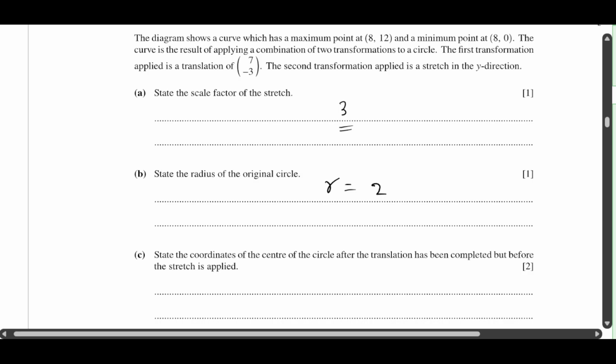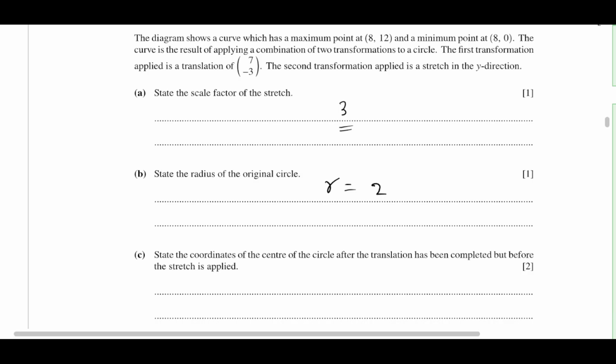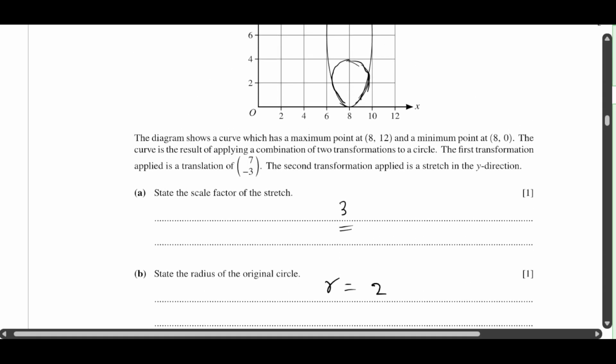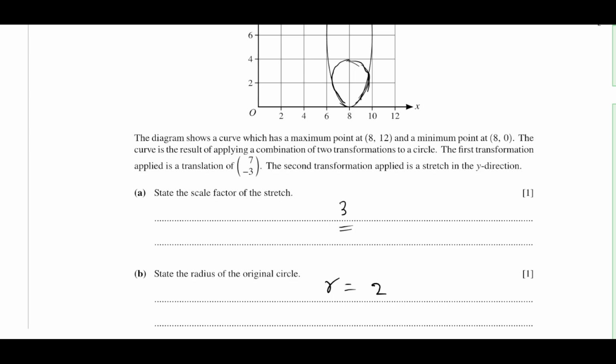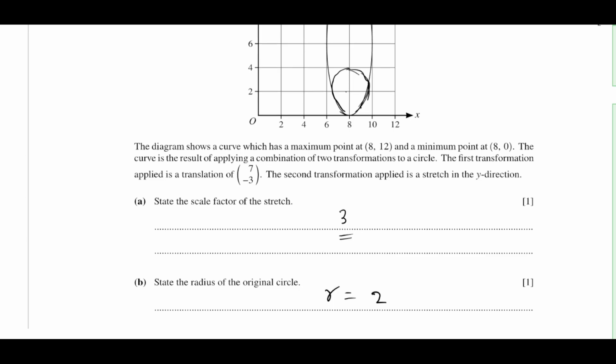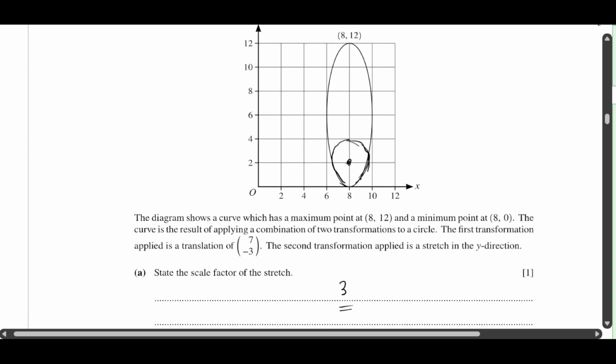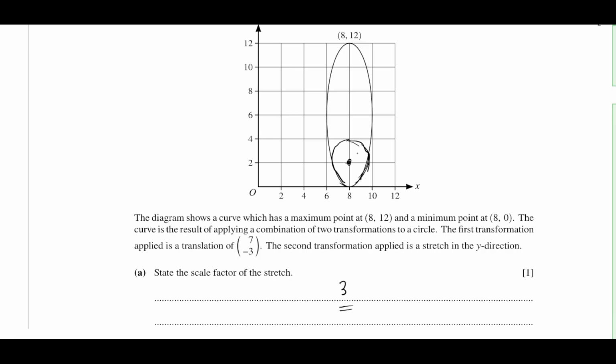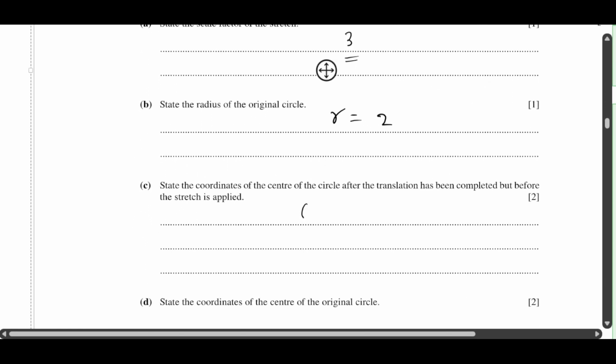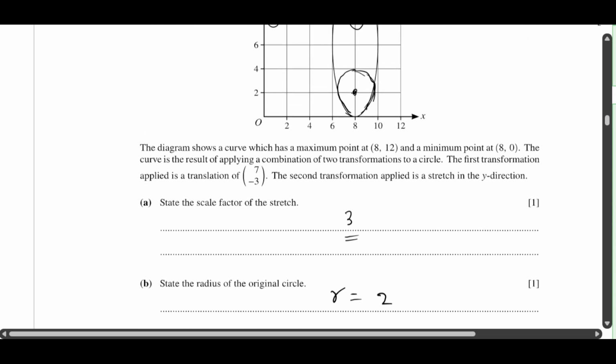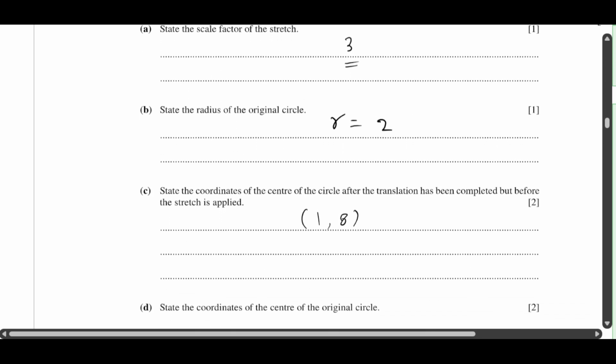State the coordinate of the center of the circle after the translation has been completed but before the stretch is applied. So what is the translation? It is moving 7 units right and 3 units down. So if I undo the 3 units down from here, this is now the center of the circle. I will move 3 units up, 1, 2, 3. And horizontally, I have moved 7 units right, so I will come 7 units left. So that is (1, 8) will be the center before we apply the transformations. Okay, (1, 8).